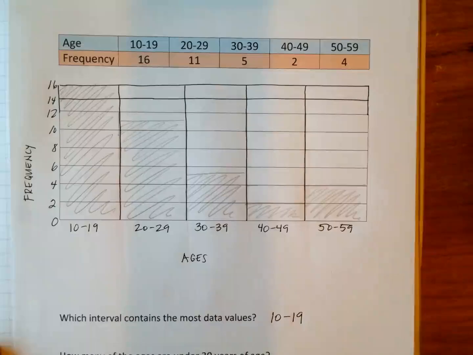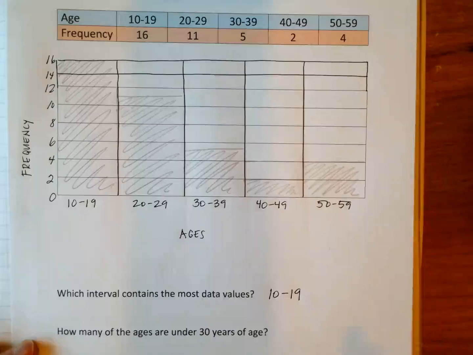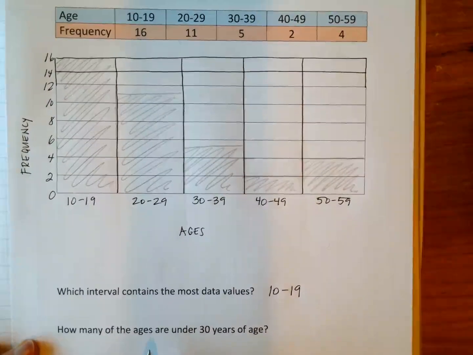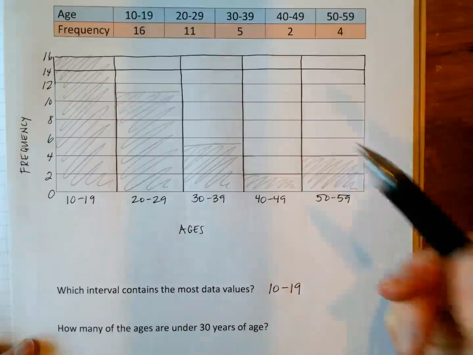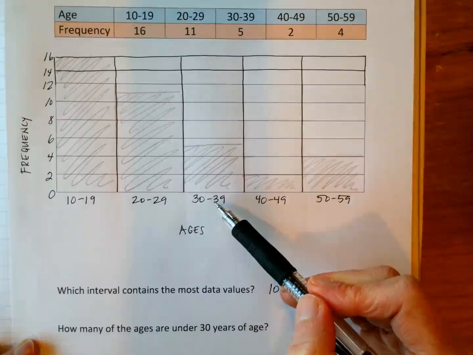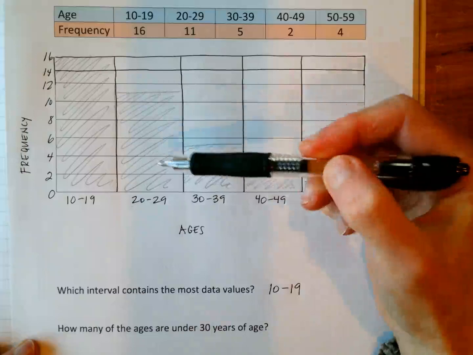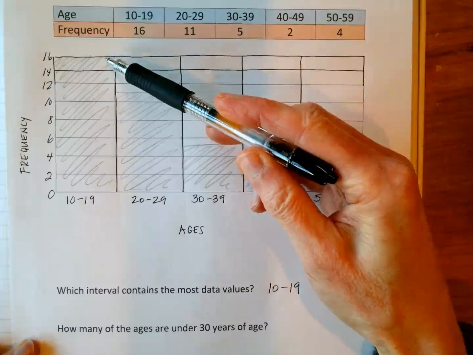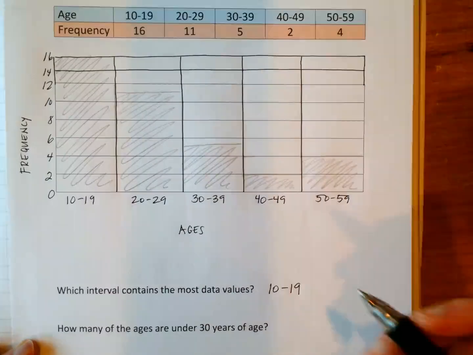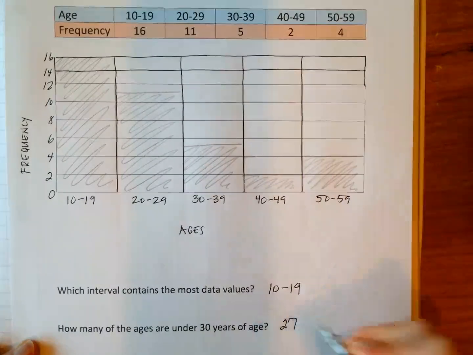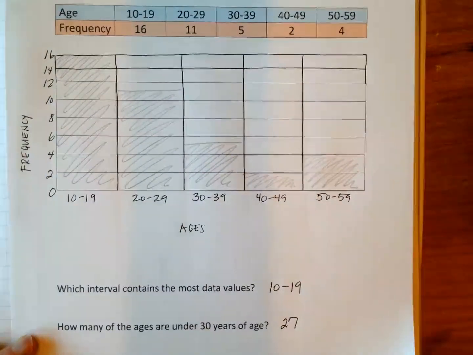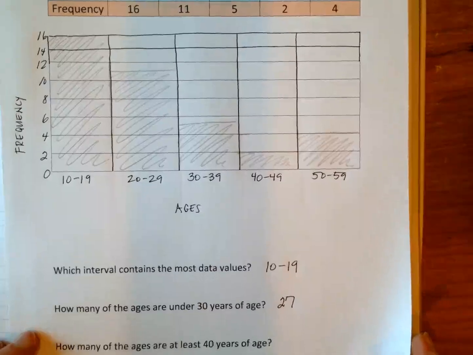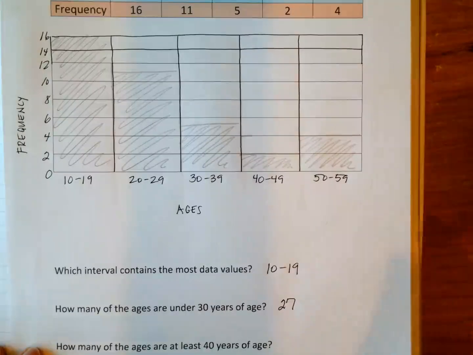and that would be the 10 to 19 interval. How many of the ages of the people on this roller coaster are under 30? Well, I wouldn't count the 30 to 39 because it needs to be under 30. So I can see that 20 to 29 is 11 and 10 to 19 is 16. You add those up and you would say 27 people. How many of the ages are at least 40 years of age?